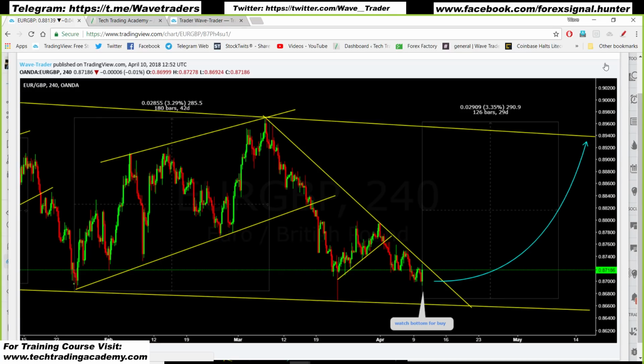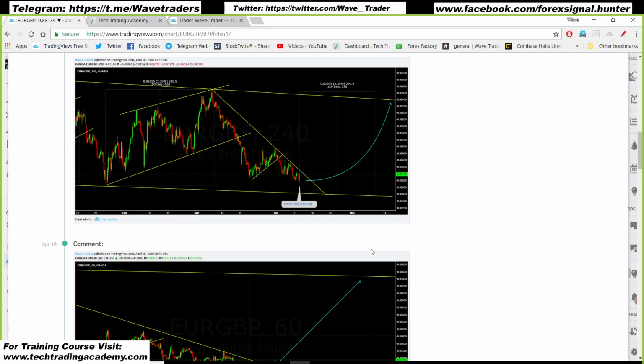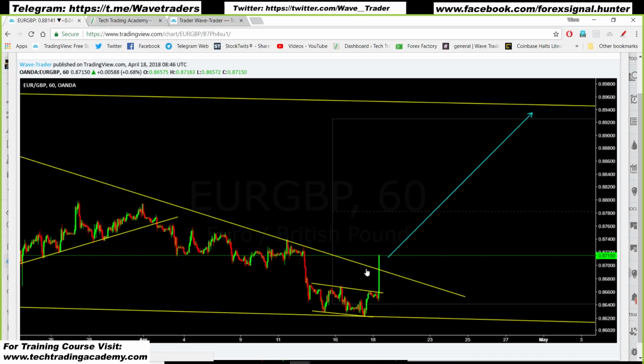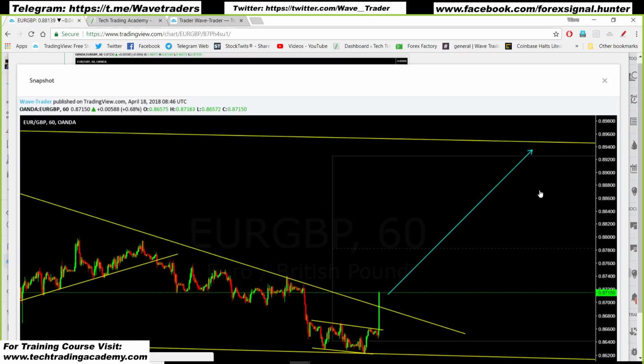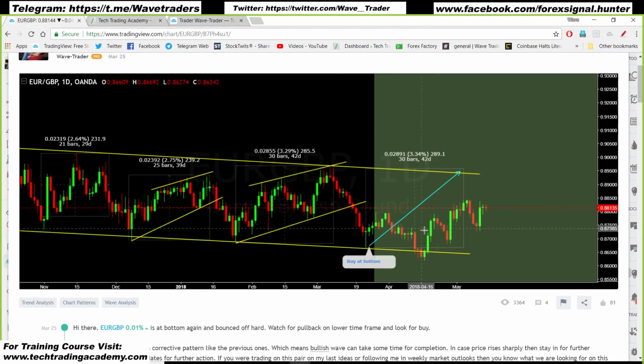That was the setup we were looking for. I mean, the update: we were looking for reversal, and price started to go back up. After posting that chart, we just need updates. We don't need to post a lot of charts on the same pair every day. If I keep posting a new idea on the euro pound every day, then you're not going to remember what you were looking for in the past, what price was doing in the past.